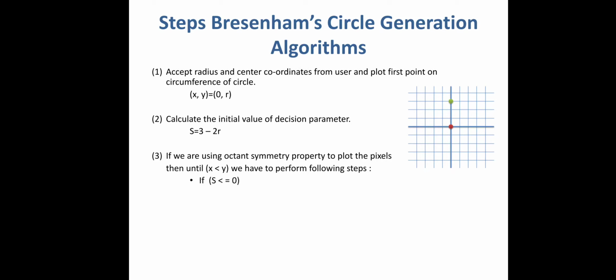Okay, if s is less than 0, then which point I have to select? I have to select the point A, right. Otherwise I have to select point B. So if s is less than 0, I will update my s as s equal to s plus 4x plus 6. That is our first equation for this step, s less than 0, right. For that step we got s equal to s plus 4x plus 6. In that case we are incrementing x by 1 but not incrementing y.